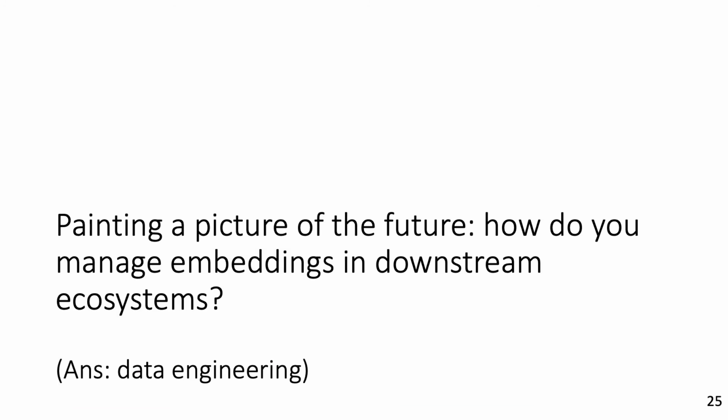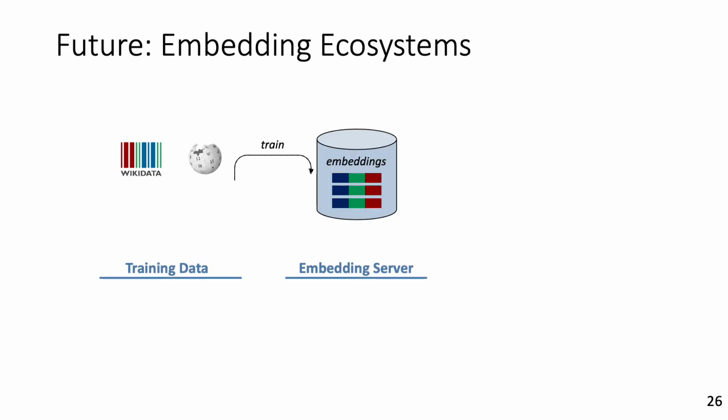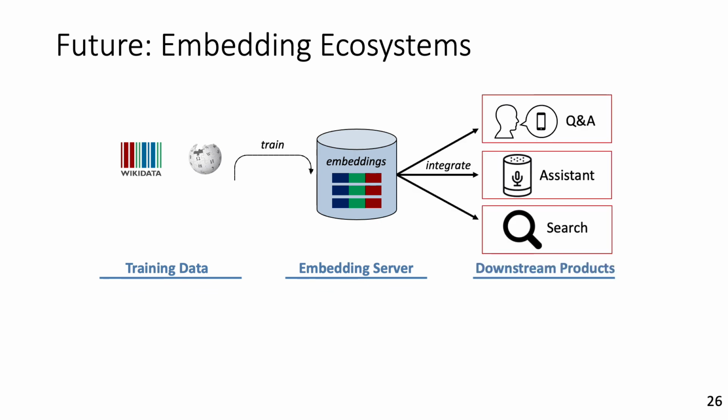So lastly, I'm going to quickly highlight what I hinted at earlier, which is how do you actually manage and maintain these embeddings when you think about them with respect to these downstream systems? And I'm calling this a sort of embedding ecosystem. And the answer is actually going to be data engineering. So the life cycle of entity embeddings starts with training the embeddings with structured and unstructured data from Wikipedia, Wikidata, or other knowledge bases. As I mentioned earlier, these are then integrated into downstream products.